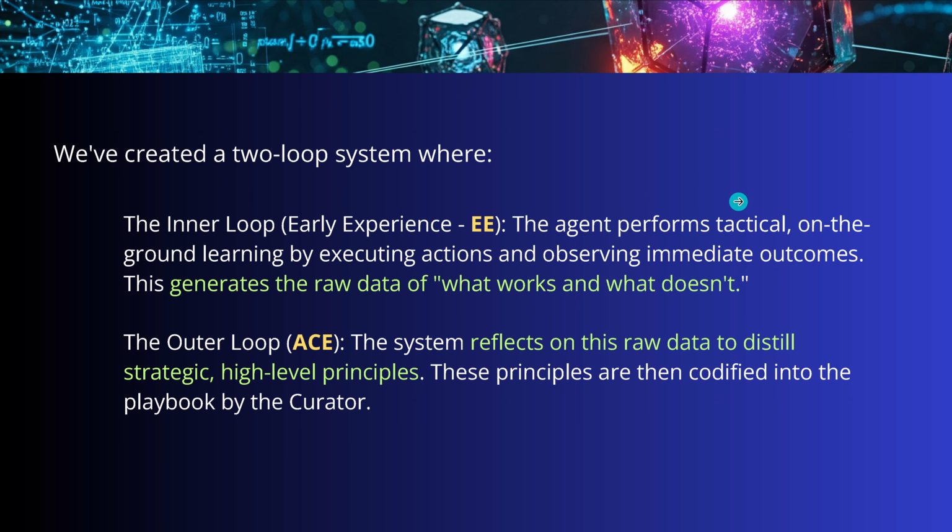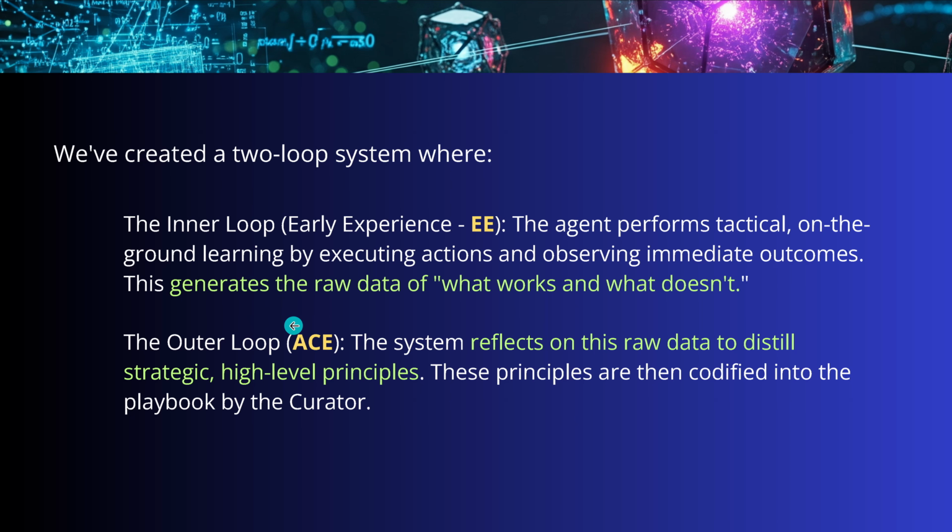The agent performs tactical, on-the-ground learning by executing all its actions and observing the immediate outcomes. You see, this is kind of our reward, but we don't need a reward function for this because we do have some real reward. This generates here the raw data of what works and what does not work. Because we see it here live: can we book the flight or not?